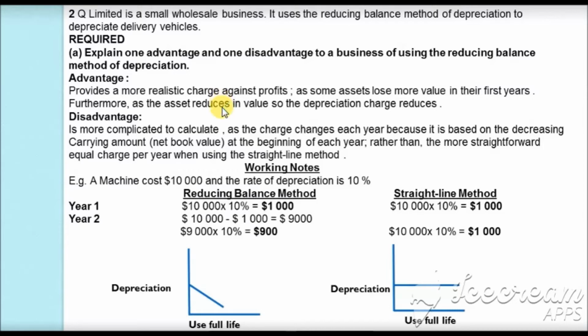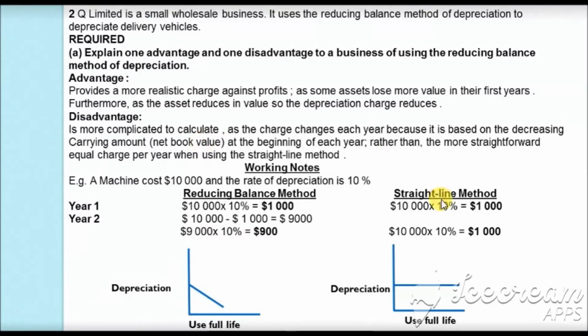So this is a more practical way of charging the depreciation against profit. However, there are some disadvantages of this method. The most important disadvantage here is that the calculation of the depreciation is much more complicated when we compare it to the straight line method of depreciation. Here we are calculating the depreciation on the carrying amount or the net book value, and this keeps changing every year.